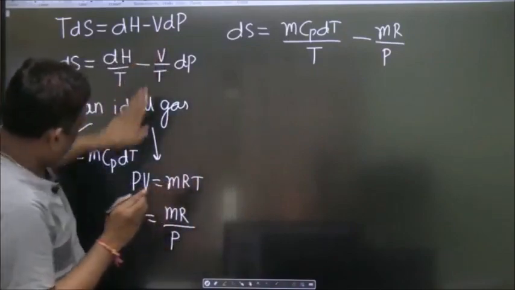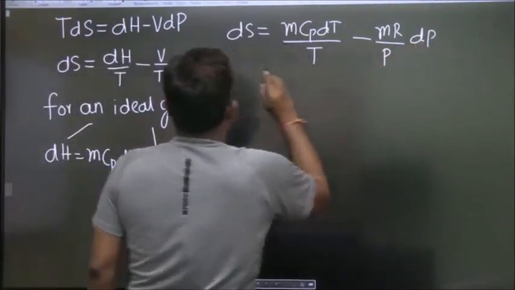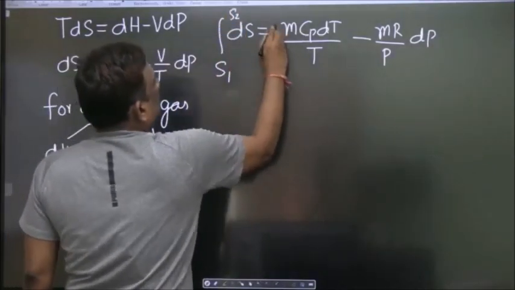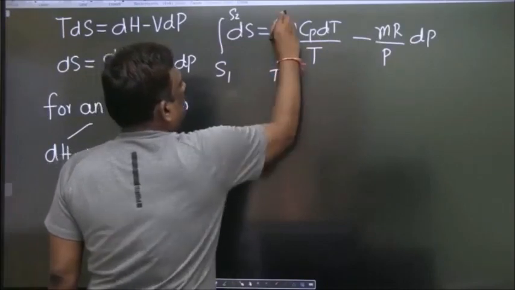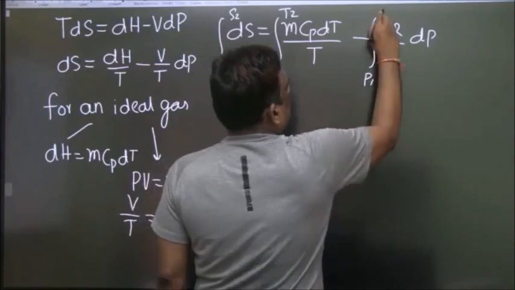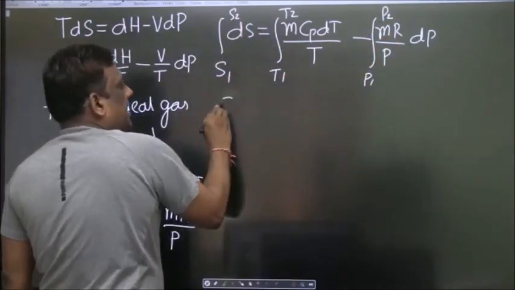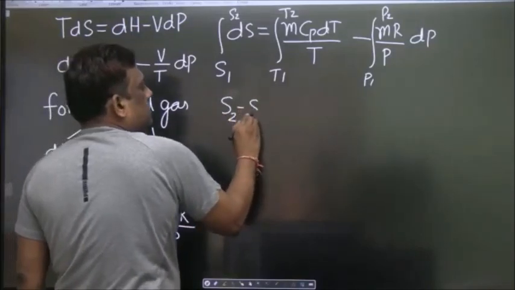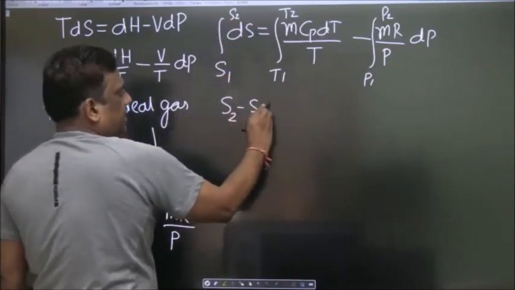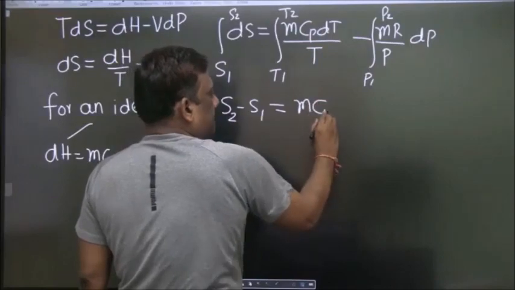What is dS by T? It is mR by P into dP. Let us integrate this equation from S1 to S2, T1 to T2 and P1 to P2. So the integral of dS is S2 minus S1. Mass is constant. Let us assume specific heat to be constant, Cp.